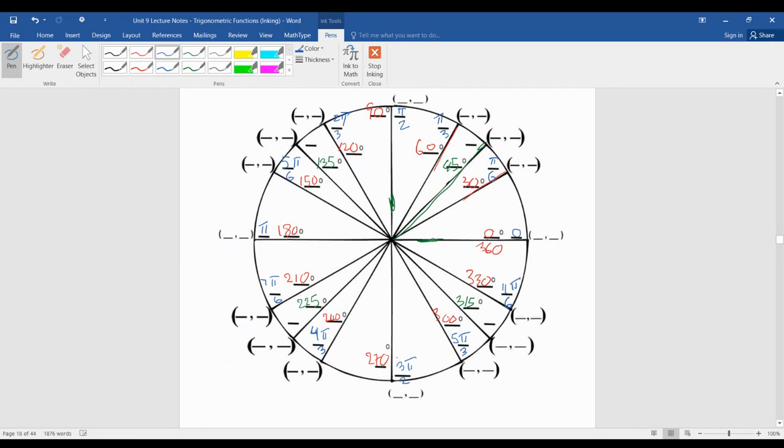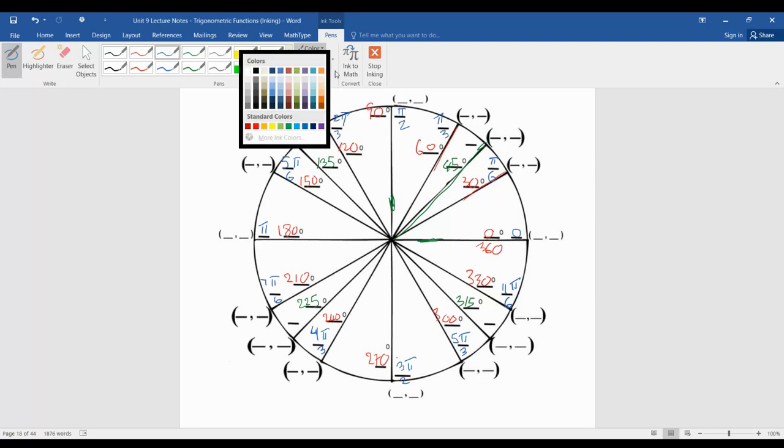So we got all the radian measures of angles that are multiples of pi over 6. Now the next one is easier, which is the 45 degrees. So 45 degrees in radians is equivalent to pi over 4.